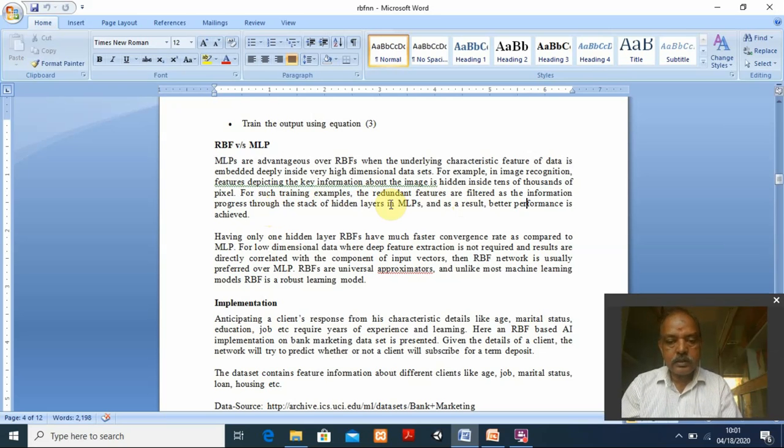In case of RBFN, we have only one hidden layer, and it has a much faster convergence rate as compared to the MLP. For low dimensional data, where deep feature extraction is not required and results are directly correlated with the components of the input vectors, the RBFN network is usually preferred. You get it now? So when more features are there, we have to go for the multilayer perceptron, and where the data is low dimensional and deep feature extraction is not required, in that case we can go for the radial basis function.